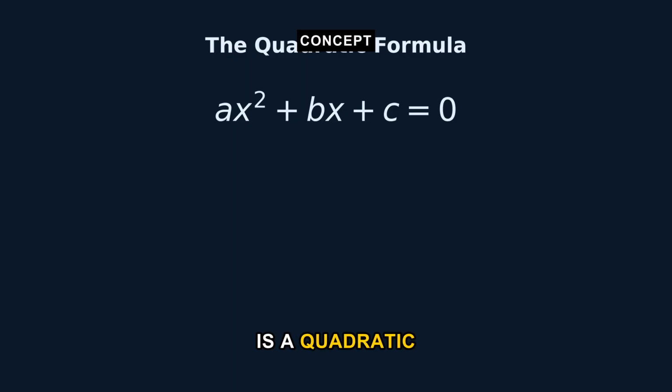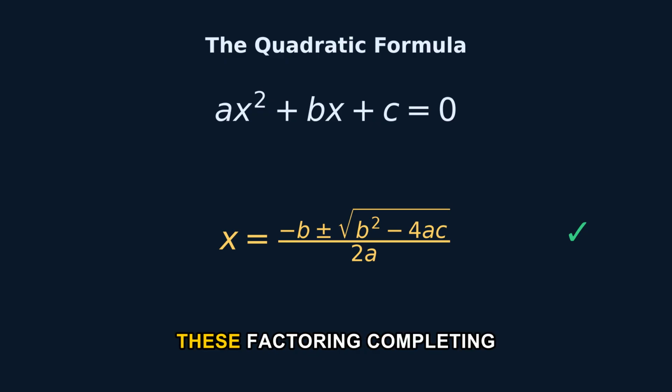So what exactly is a quadratic equation? It's any equation that can be written in the form a times x squared plus b times x plus c equals 0, where a is not 0. The highest power of x is 2, and that's what makes it quadratic. Now, there are a few ways to solve these: factoring, completing the square, or the quadratic formula. Today we're going to use the quadratic formula because it works for every single quadratic equation, no exceptions. Think of it as your master key for quadratics.